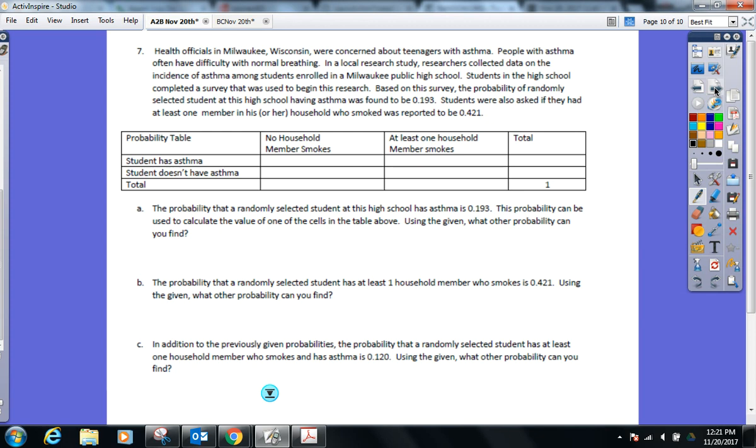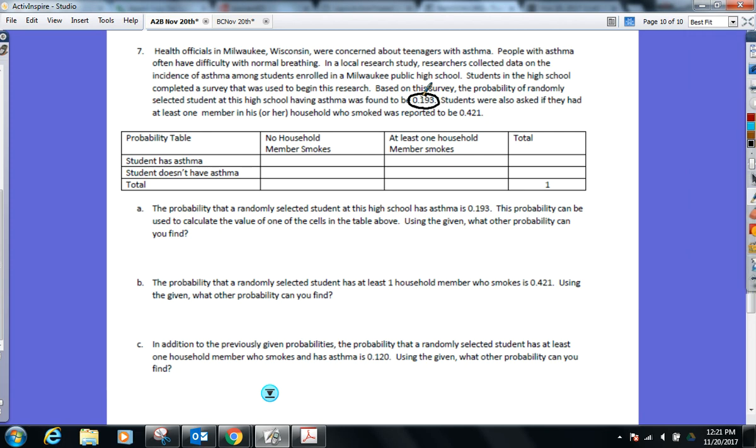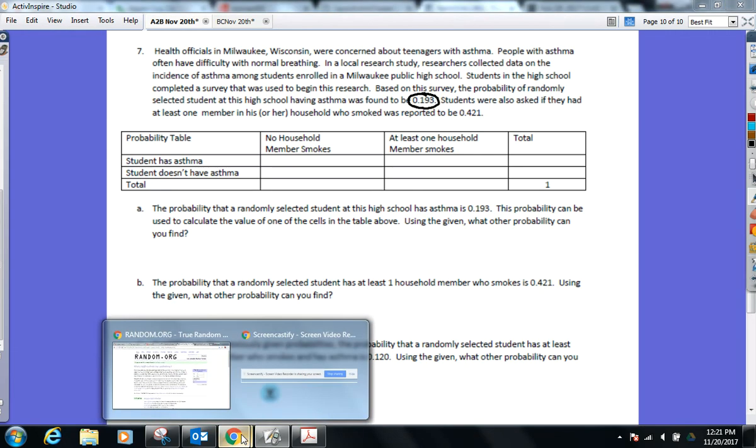Wow. All right, let's just get right to it. Based on the survey, the probability a randomly selected student at this high school has asthma was 0.193. Where can I plug that into my table? Again, that is the probability a student at the high school has asthma. Where's that 0.193 going to go then, if they have asthma? Where on my table here?